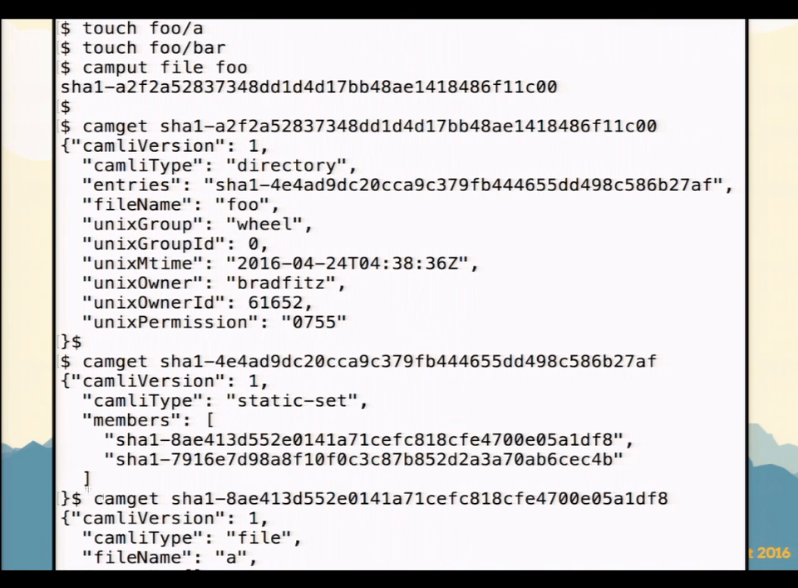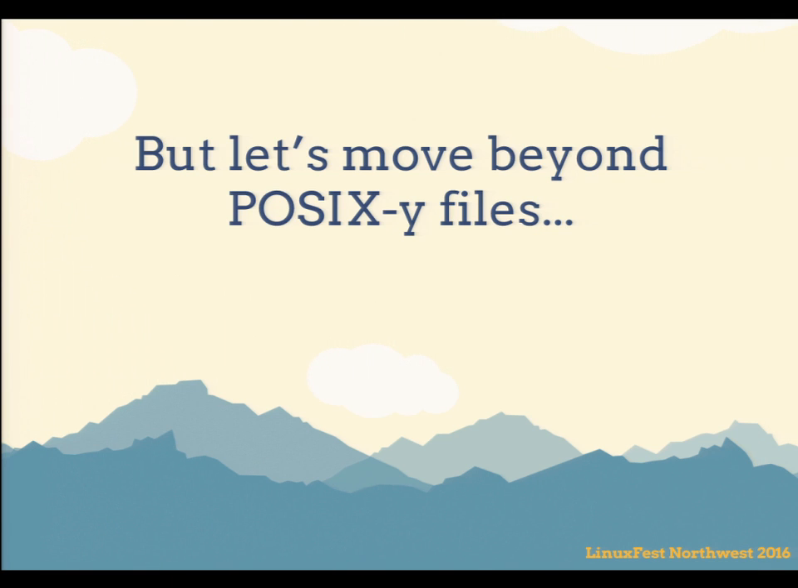Likewise, directories. Here I'm making a directory called foo. I touch a file called a and bar. I put in foo. It's a typed directory. It has entries. This is a static set of entries. Each one of those is a file. It's kind of cut off on the bottom, but it's not really important. So it does files. You can FUSE mount it. You can use it like Dropbox. But let's talk about more interesting things.